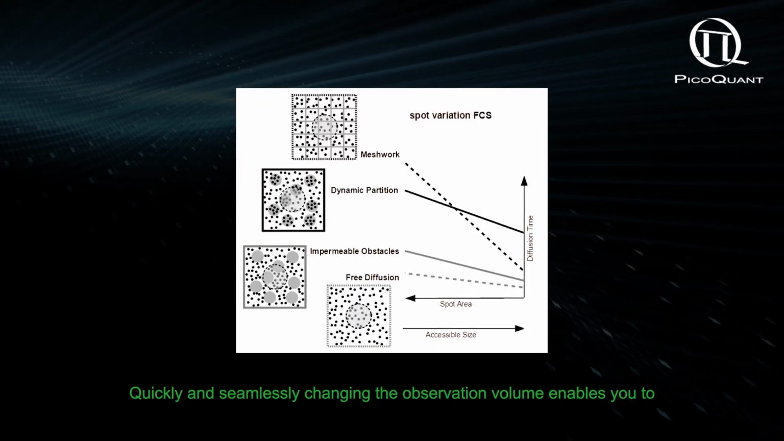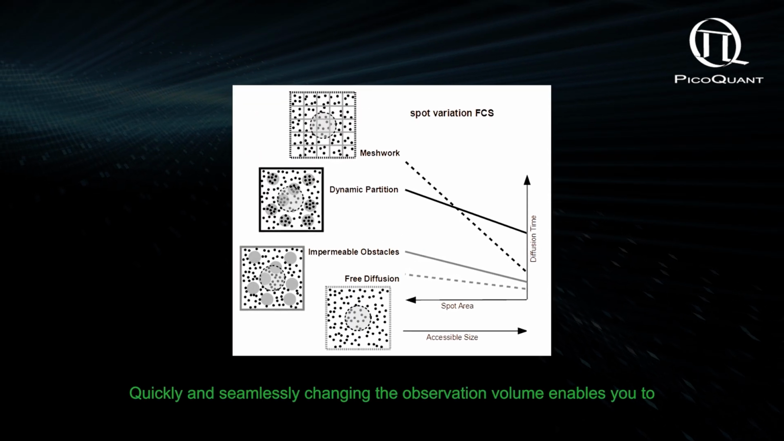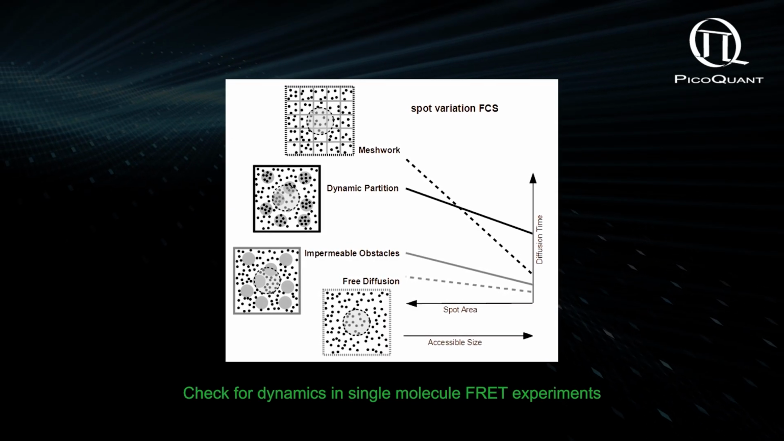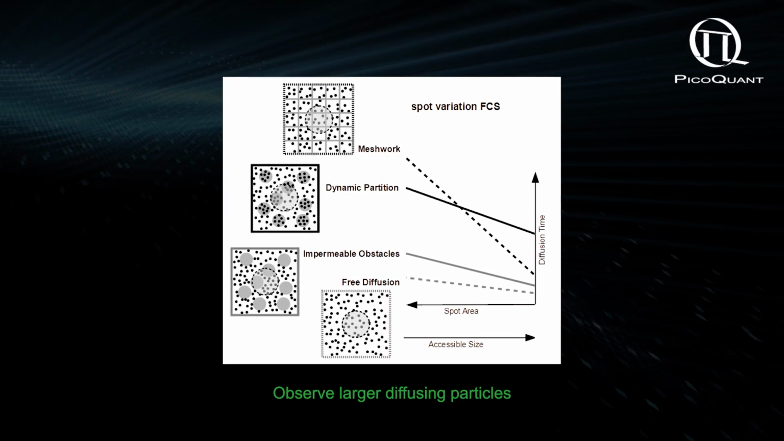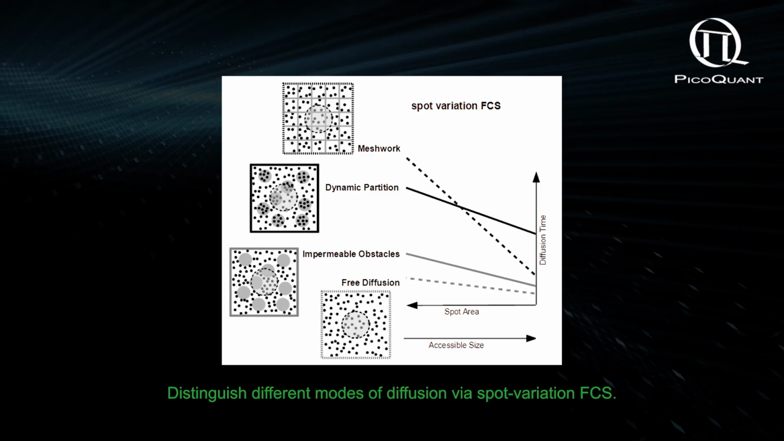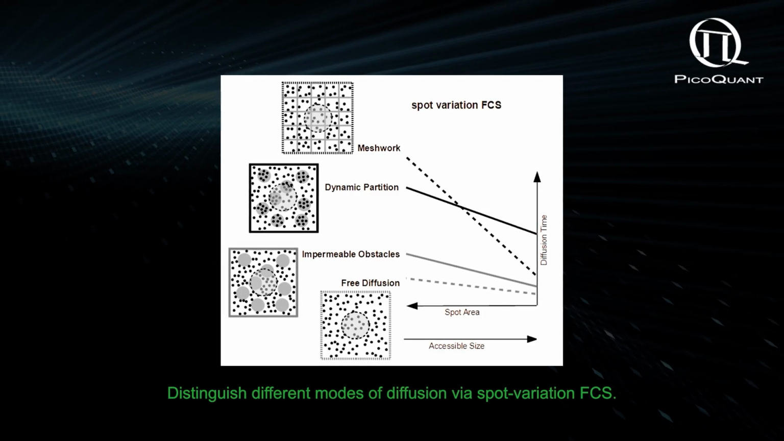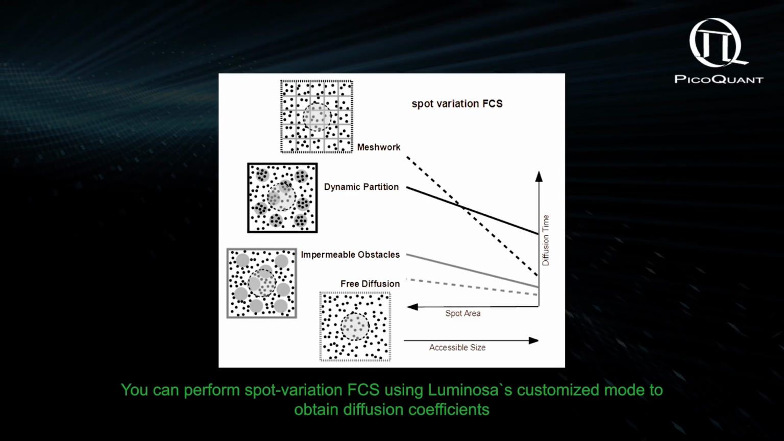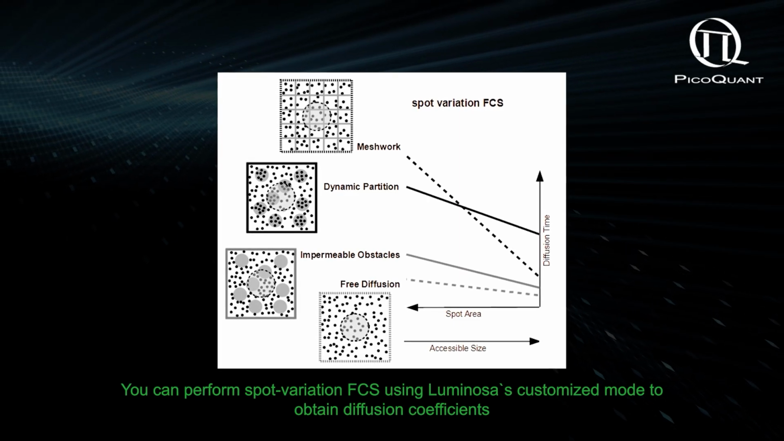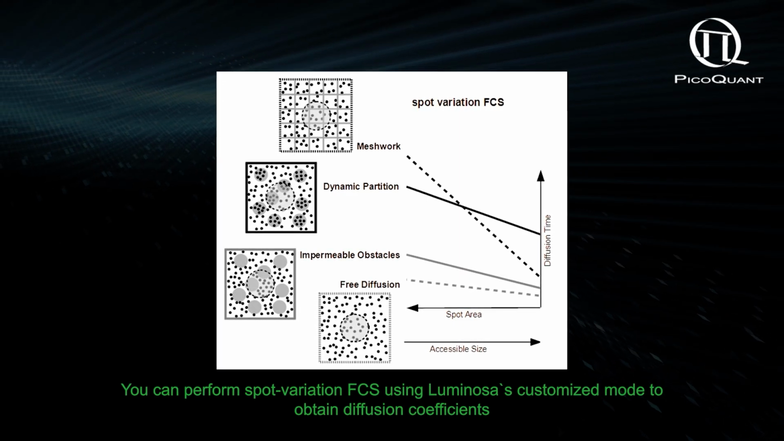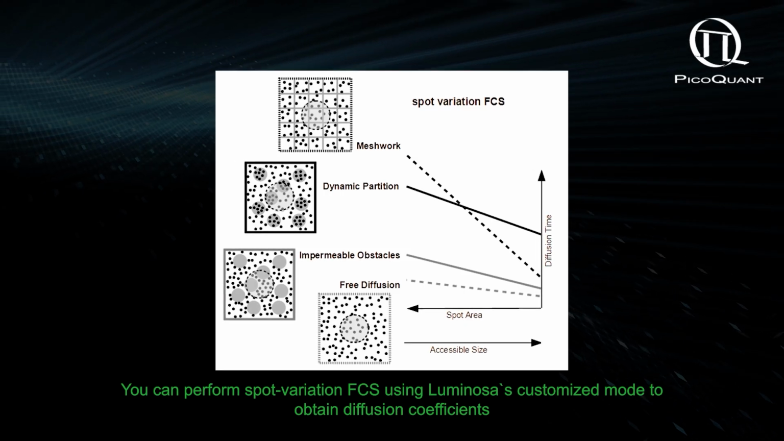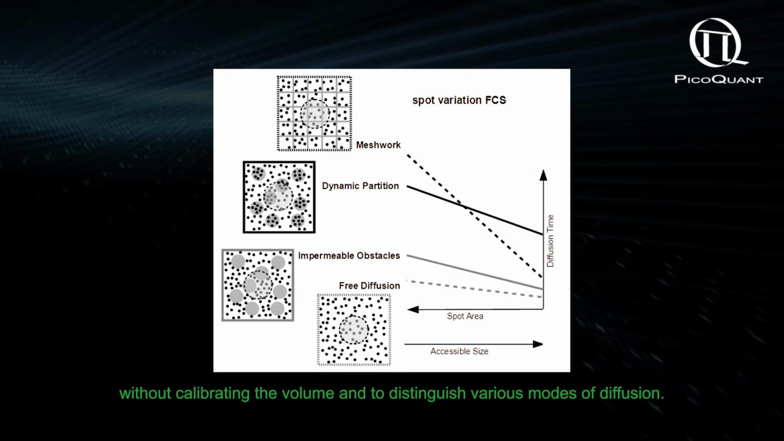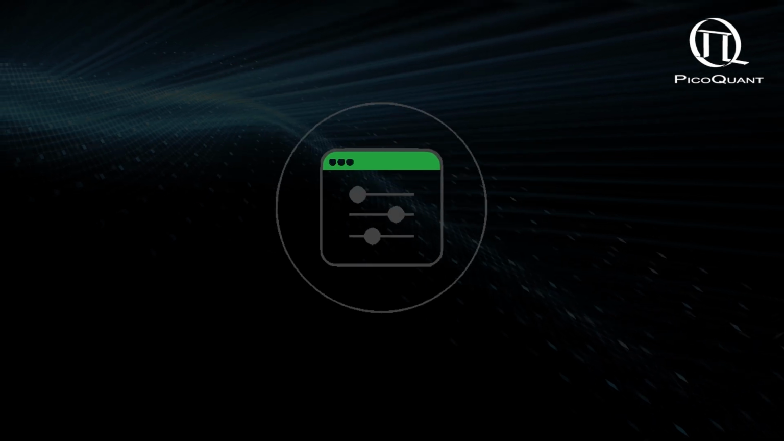Quickly and seamlessly changing the observation volume enables you to check for dynamics in single-molecule FRET experiments, observe larger diffusing particles, and distinguish different modes of diffusion via spot variation FCS. You can perform spot variation FCS using Luminosa's customized mode to obtain diffusion coefficients without calibrating the volume and to distinguish various modes of diffusion.